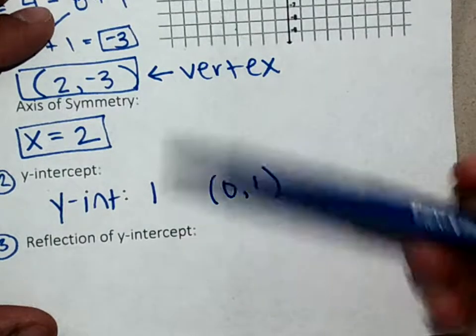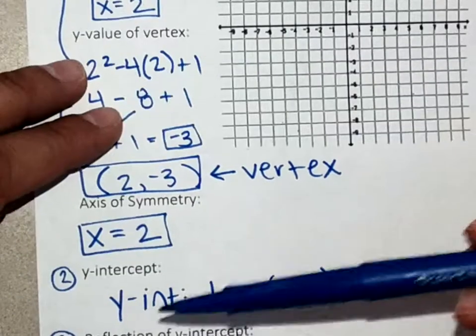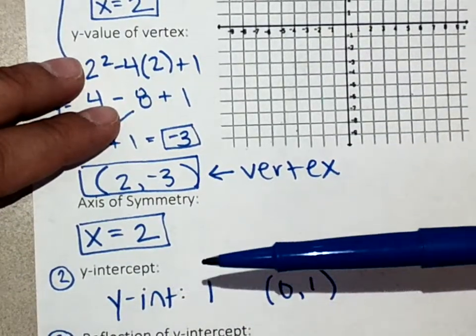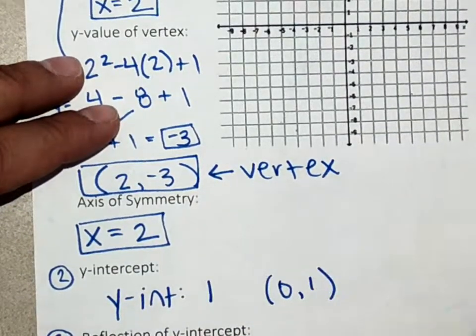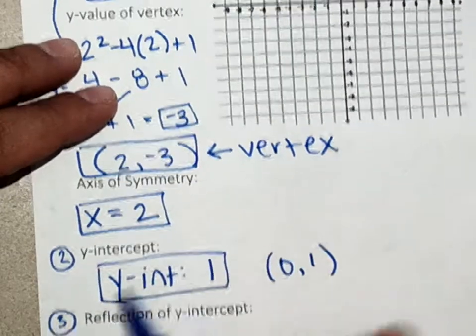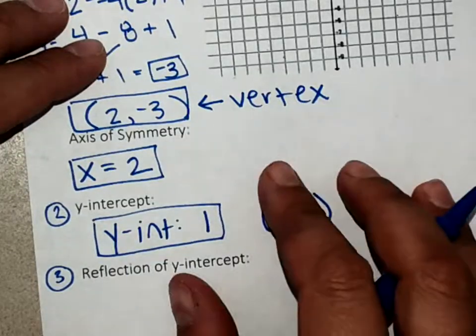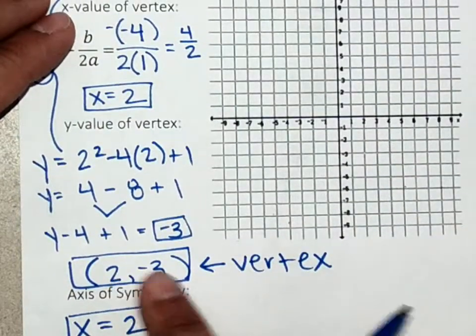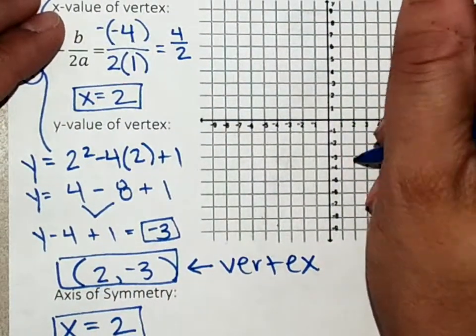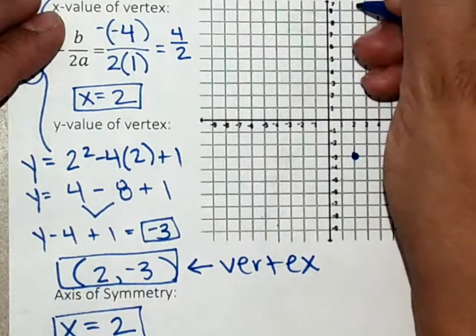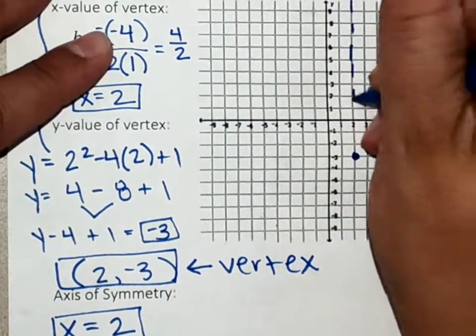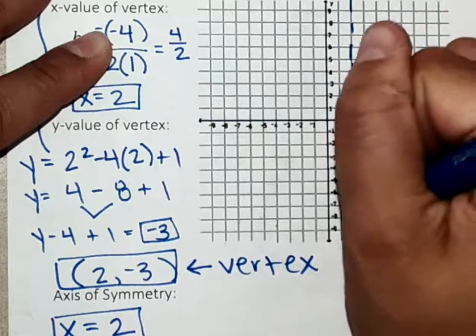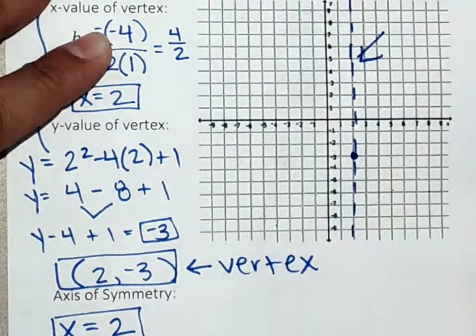So we're going to graph these 2 points, the vertex and our y-intercept, and our axis of symmetry. Then we're going to do the last point, which is to reflect the y-intercept to get our third point. So on our graph, we are going to go right 2, down 3. I'm going to go ahead and draw my axis of symmetry right now, which is always the vertical line that cuts the graph in half.